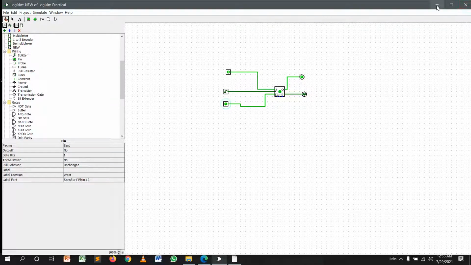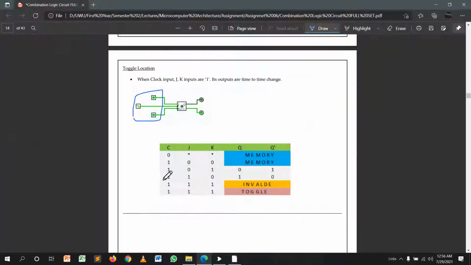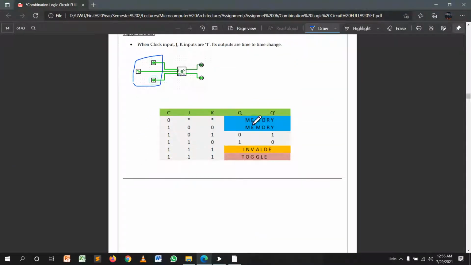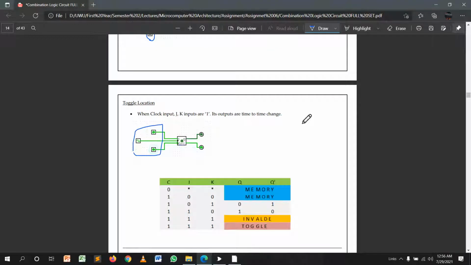The toggle location in the JK flip-flop is very important to us for creating circuits. Therefore, I'll move to the next slide, and this is basically the concept of sequential logic circuits. Thank you.